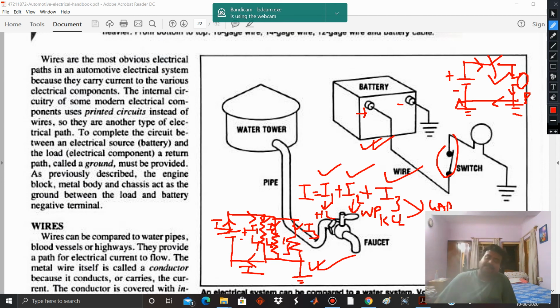And what is the resistance of the path? That is the equivalent resistance of this accessory. This way you can simplify the circuit, and you will get one equivalent circuit. This is called the equivalent circuit. So we have an idea of what is meant by an electrical path.